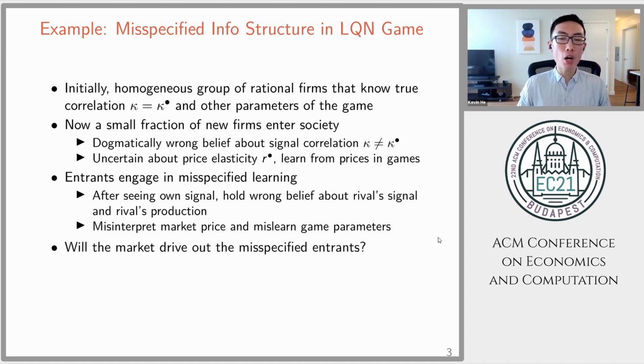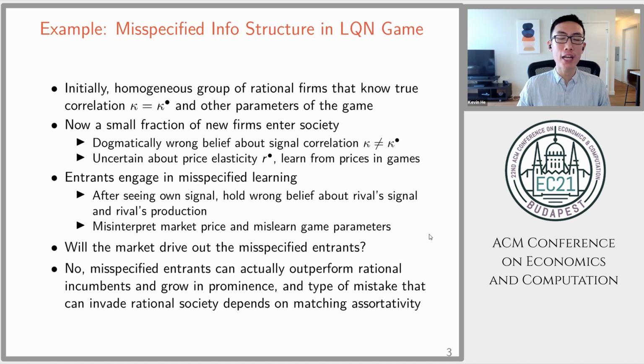Now, will the market drive out these misspecified entrants? The answer is actually no. The misspecified entrants can actually outperform the rational incumbents and grow in prominence. Moreover, the type of mistake that can invade a rational society depends on matching assortativity. That is the social structure that determines how these new entrants are matched with each other or with the incumbents to play this game.